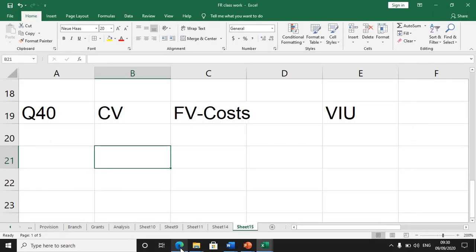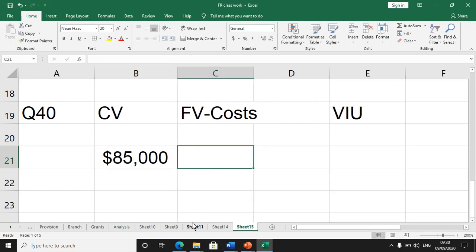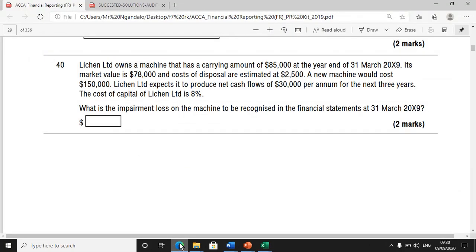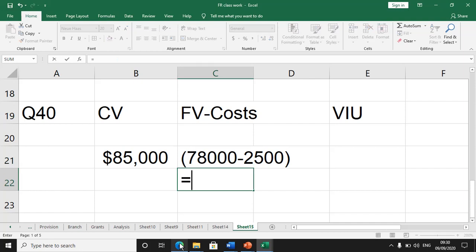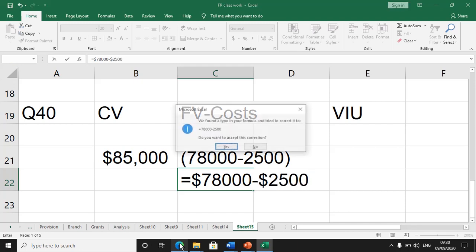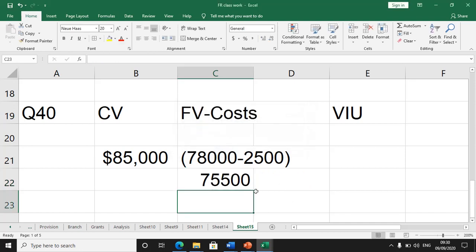The carrying amount is given, it's 85,000, and then do we have another figure? Fair value less cost to sales given, 78 minus 25. If I may write that one, that will help us a lot. So that gives us, in essence, how much? 78,000 minus 25. Okay, there's a problem. You can't put in that. Okay, all right. Just corrected that. So we have got 75,500.